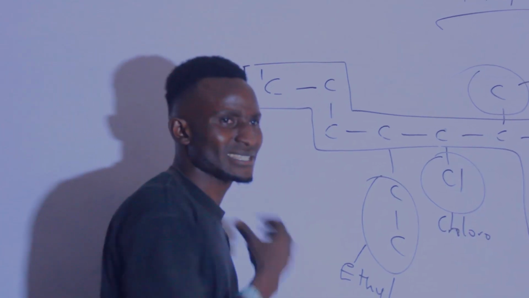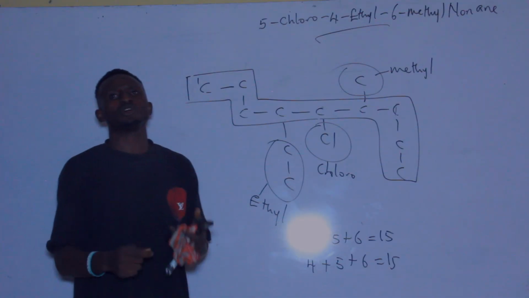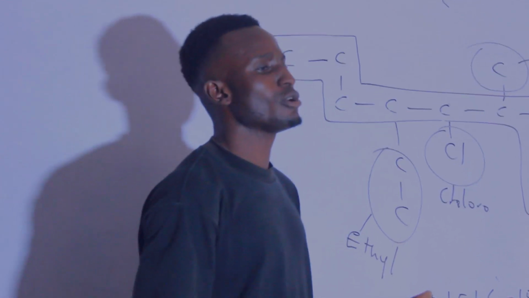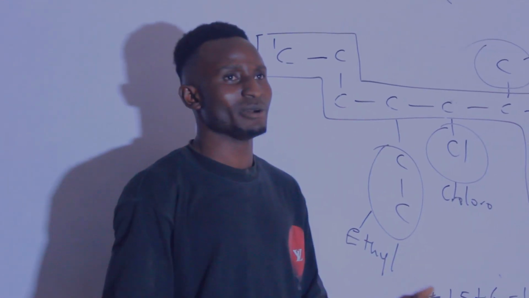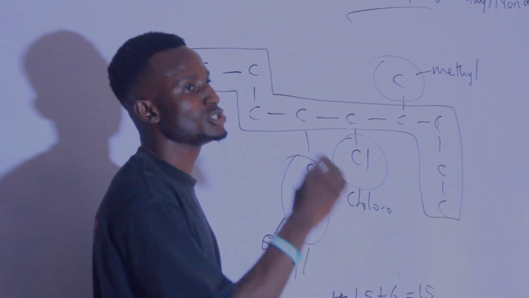And the case 4 says, or let me say the law 4. The law 4 says, whenever you are naming an organic compound, number is separated from number with the use of a comma. And number is separated from alphabet with the use of a hyphen.